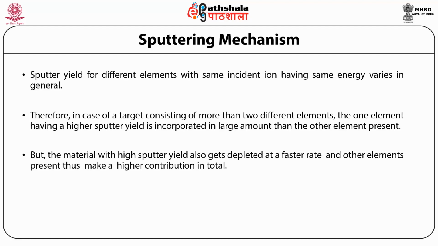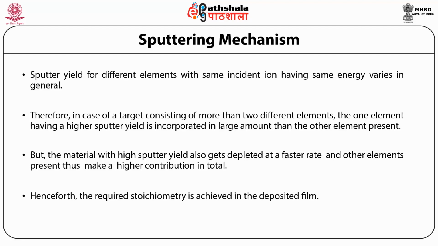But the material with high sputter yield also gets depleted at a faster rate, and other elements present thus make a higher contribution in total. Hence, the required stoichiometry is achieved in the deposited thin film. So, sputter yield is the important parameter for the deposition of materials.